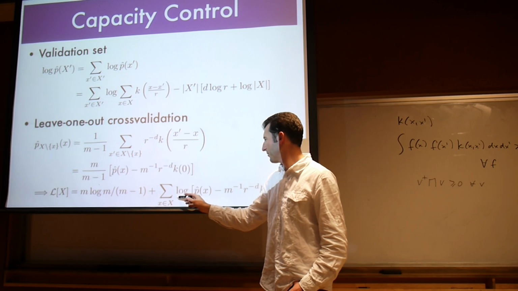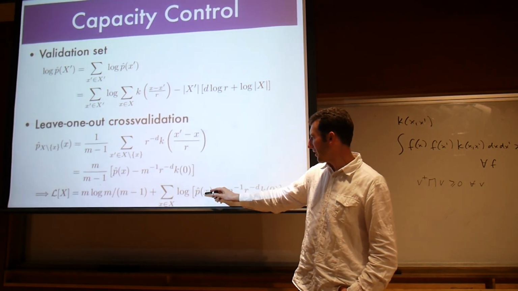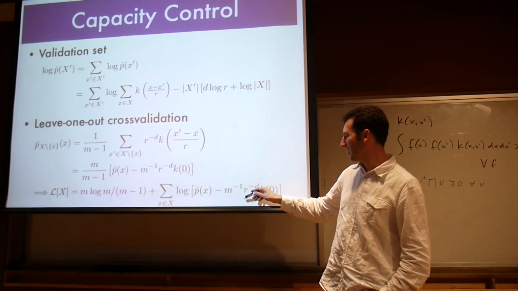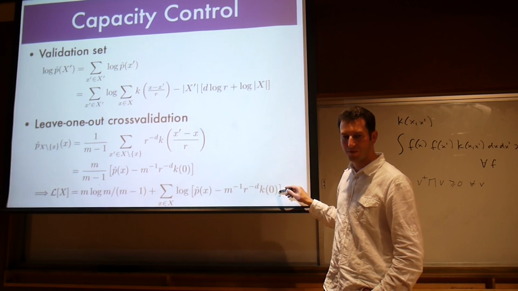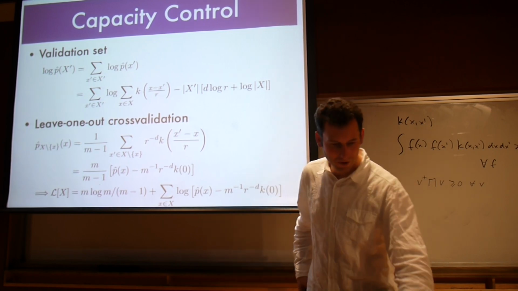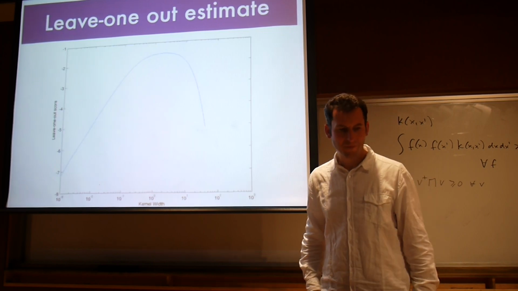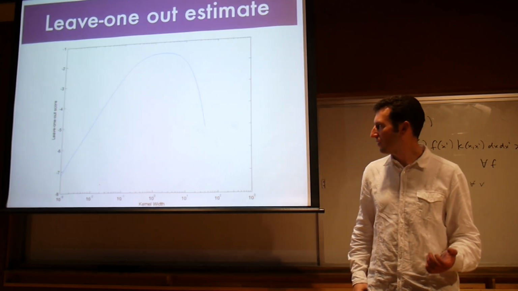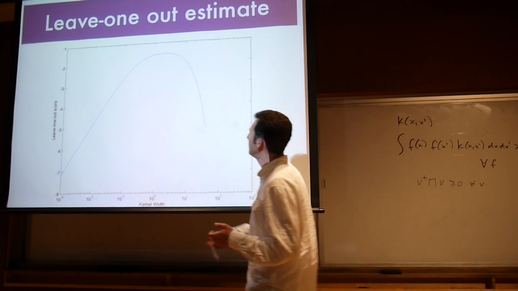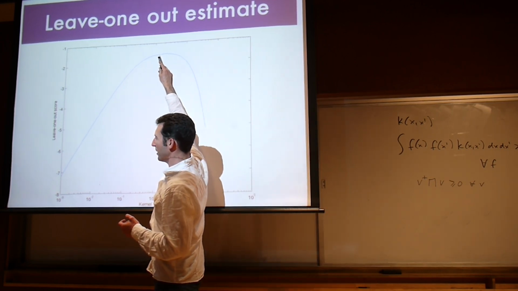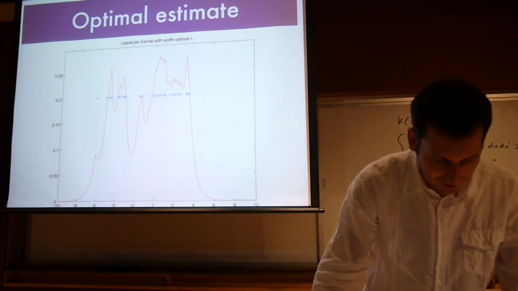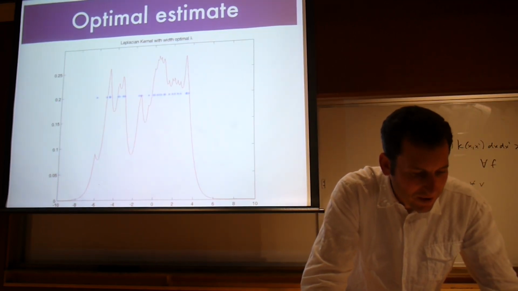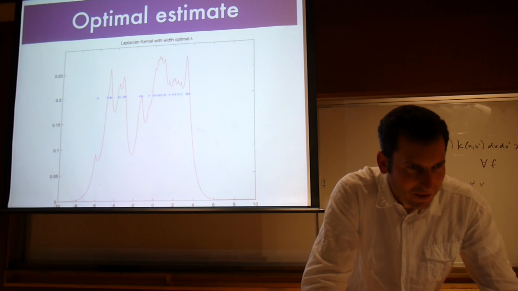And then here we have the log of p hat of x minus m inverse r to the minus d k of naught. And I can go and plot that curve. And so, it'll peak somewhere. It's reasonably well behaved. And I pick the peak and say this is probably going to be a good estimate. And it gives us something that's not horribly wrong.